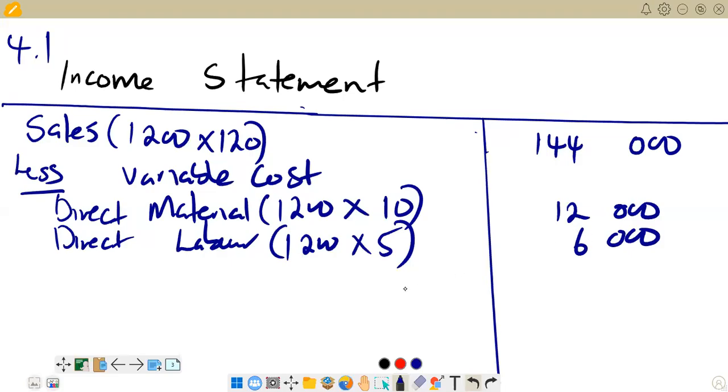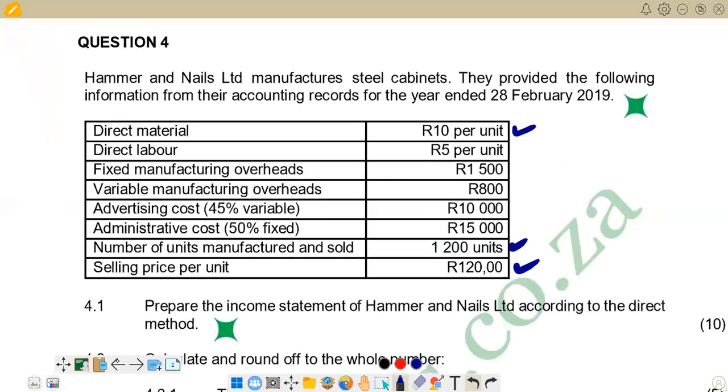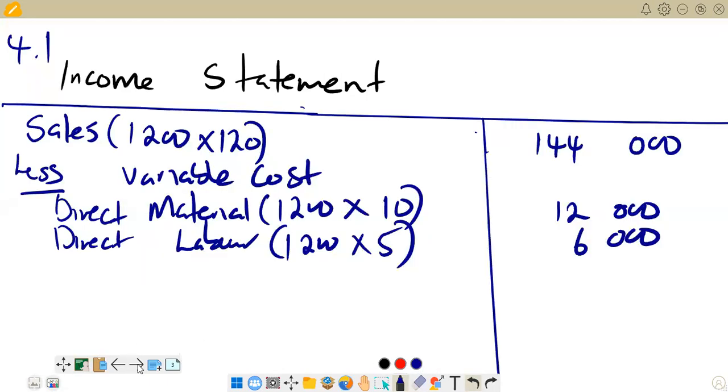We go and check again for other variable costs that we have in the question. We also have the variable manufacturing overheads, 800. So we are just going to take the figure 800 that we have there and put it here. Now, we have variable manufacturing overheads.